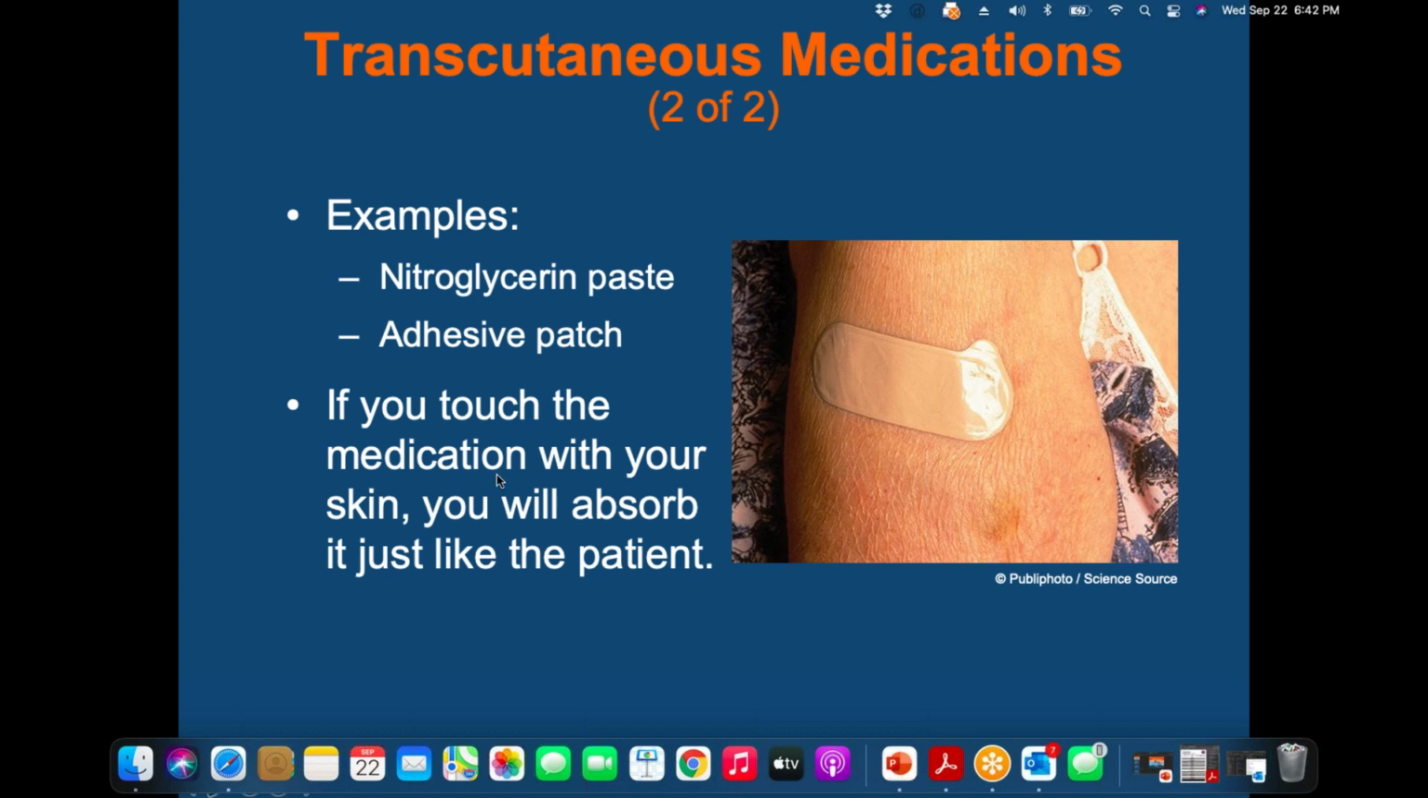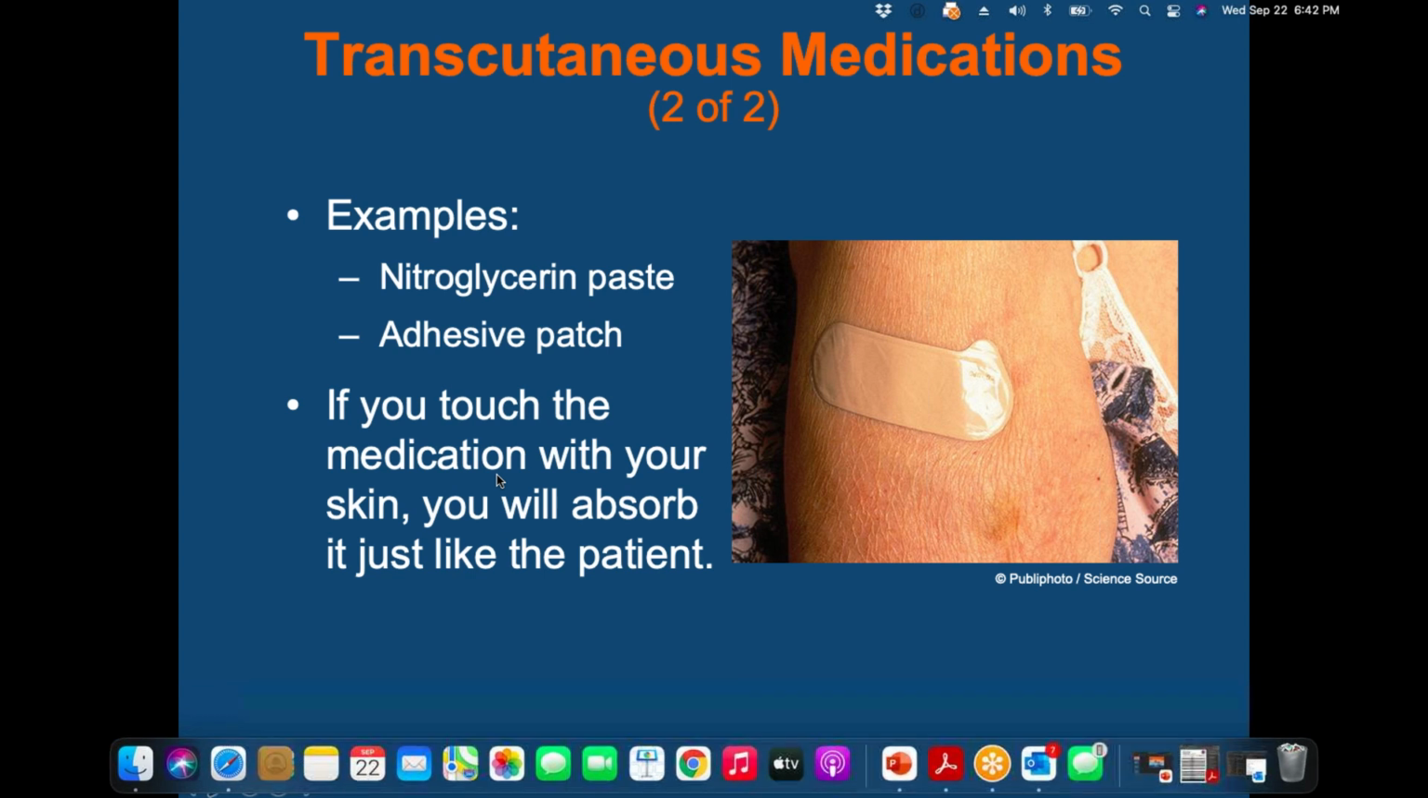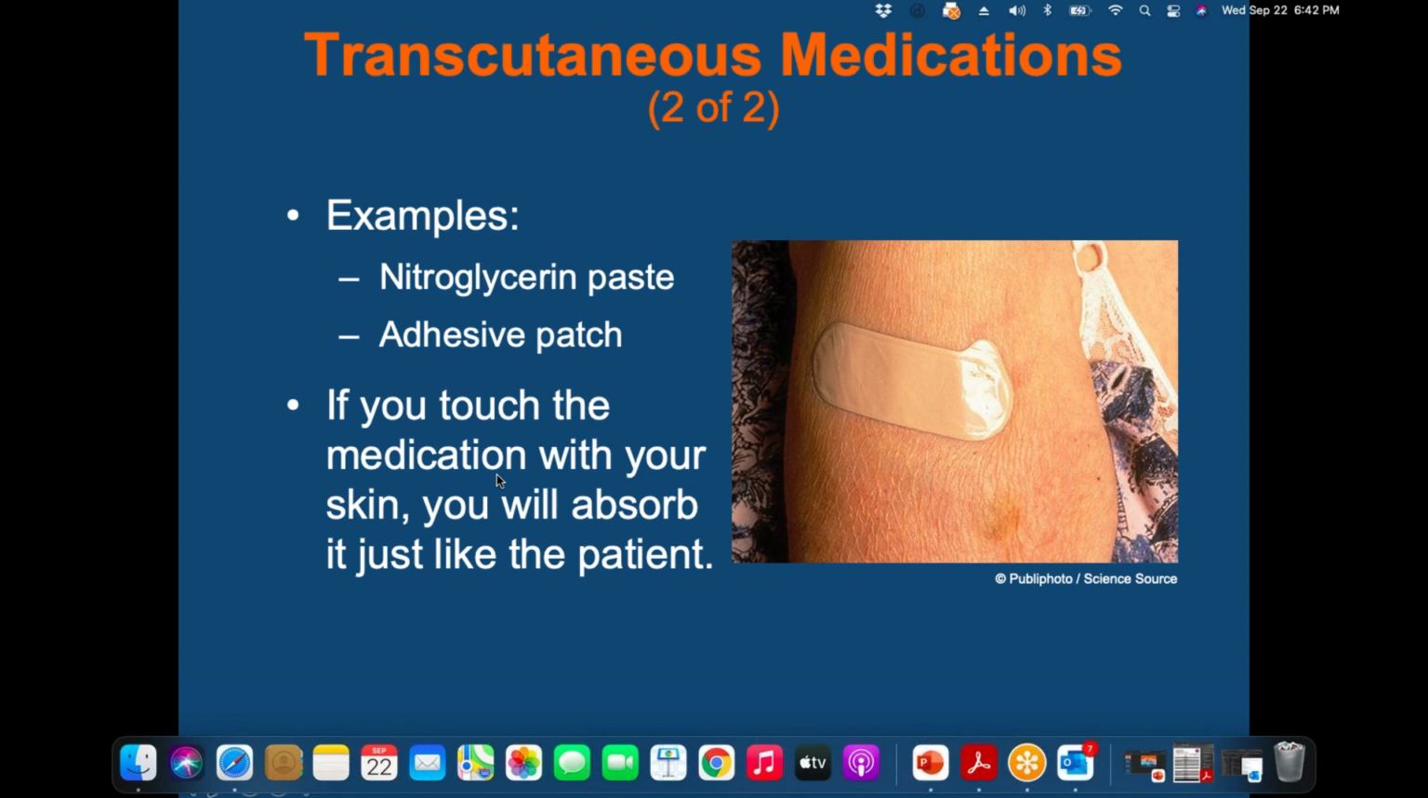If you touch the medication with your skin, you will absorb that just like the patient does. Like Kim was saying, if you're touching fentanyl patches and you don't know what they are, and you think it's just plastic and it's still on there, it gets into your system. You got fentanyl into your system. So again, you need to be very careful with that.